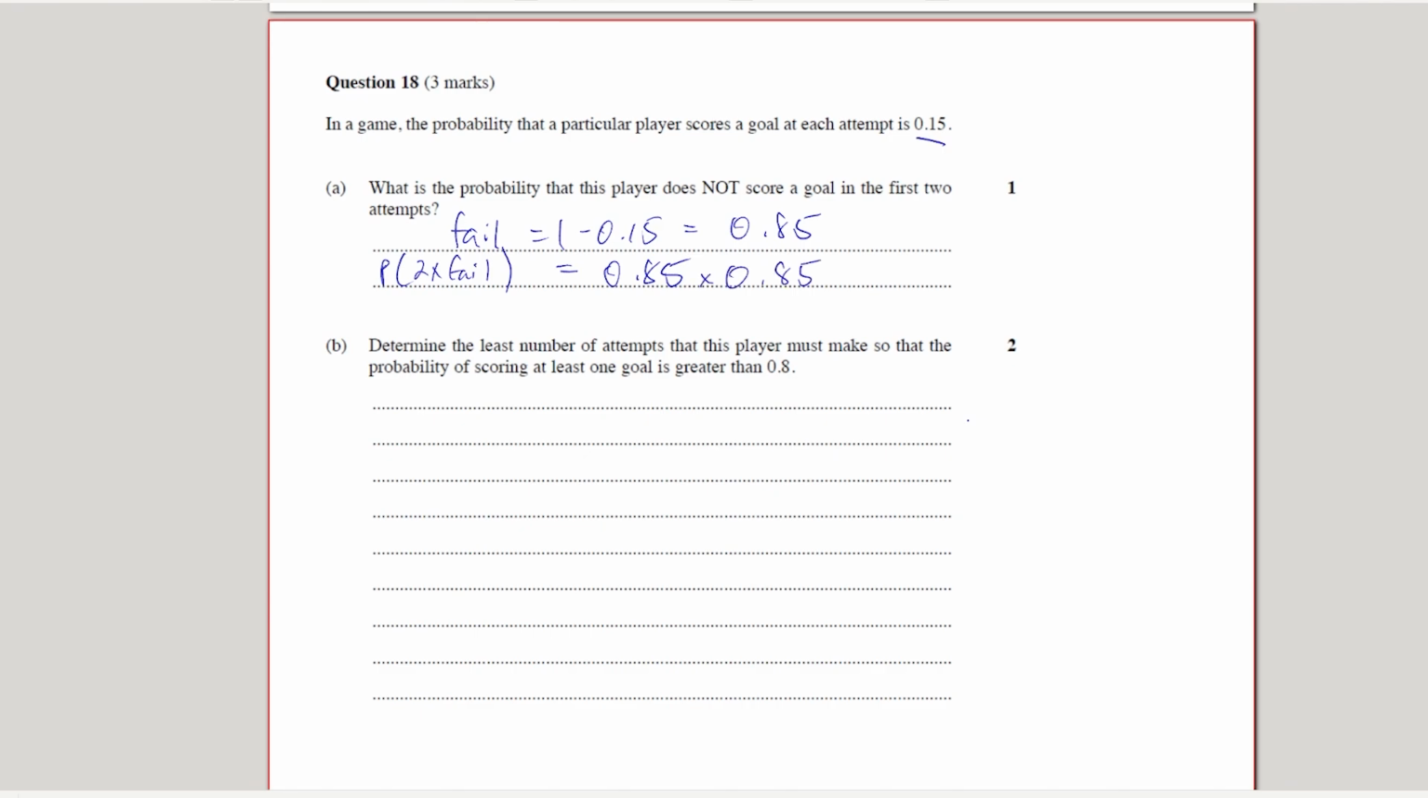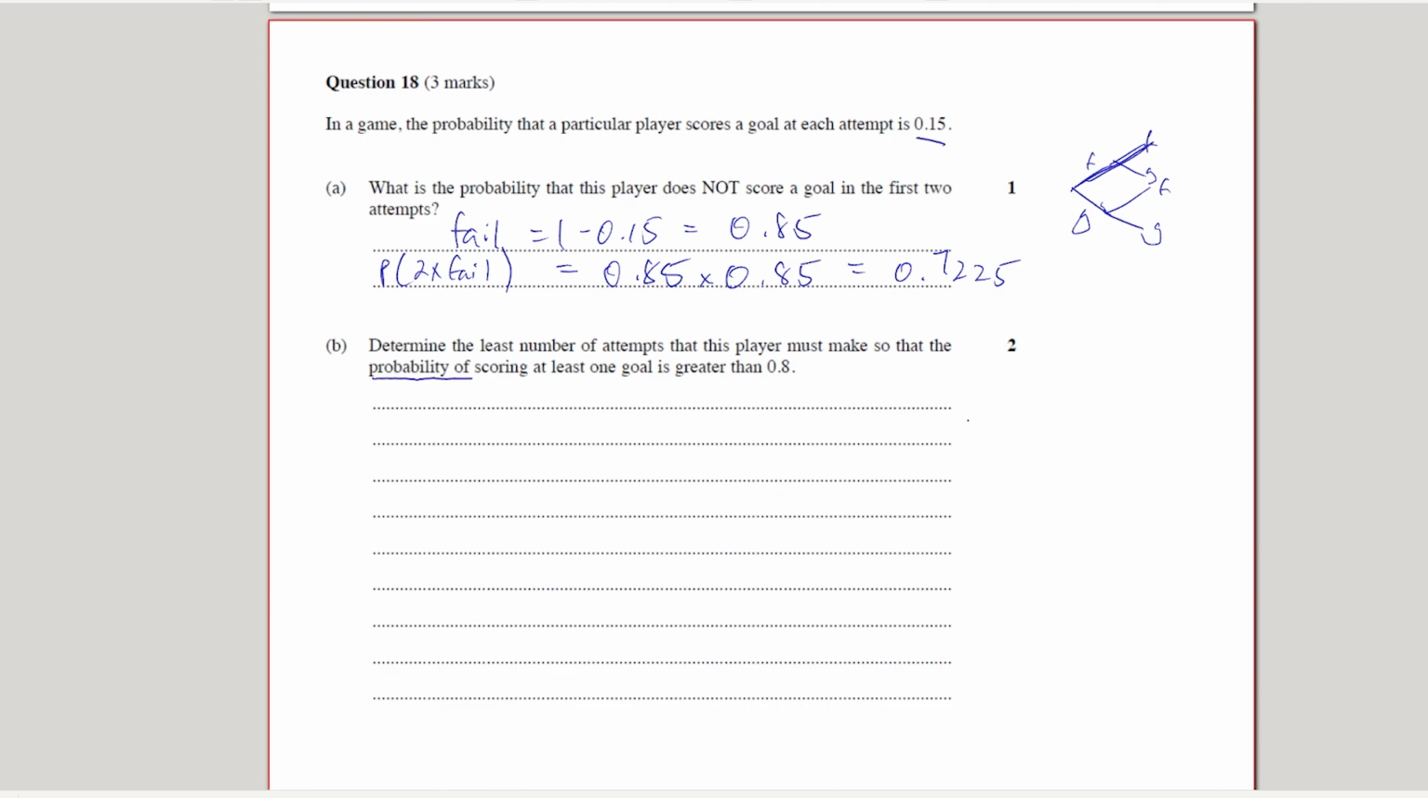The reason why I wrote it like this is because if you look here, in my head, this is what's going on. So there's a fail and then there's a goal. There's a fail, goal, fail, goal. So I'm just following this branch. That's why I'm doing 0.85 times 0.85, which is going to be 0.7225. Awesome. So now let's move on to part B.